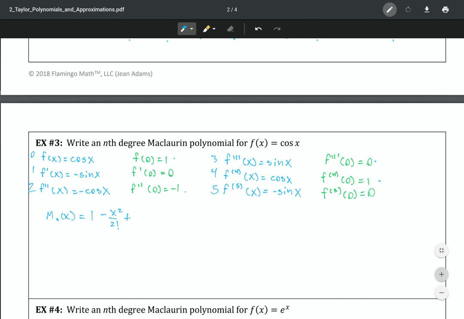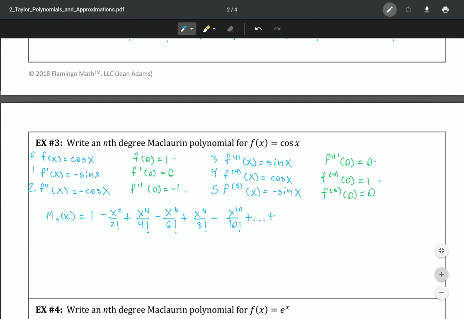Plus x to the 4th over 4 factorial. Notice that even though I didn't write it, you can see that I started with a positive, then a negative, then a positive, then a negative. And that's going to be x to the 6 over 6 factorial. If I want to write another one, I can write plus x to the 8th over 8 factorial, minus x to the 10th over 10 factorial, and then dot, dot, dot.